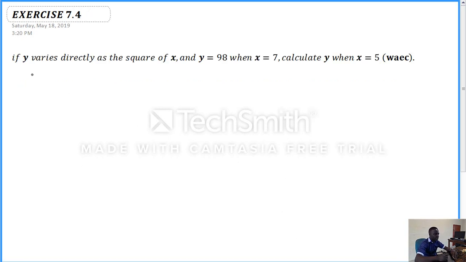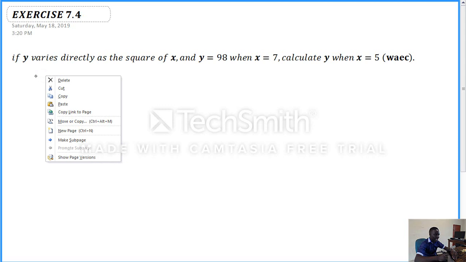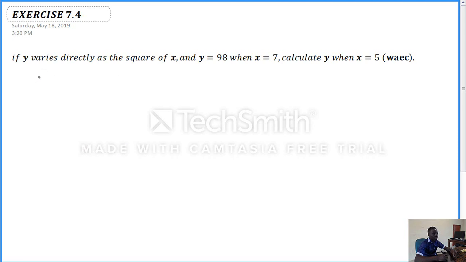The next question says if y varies directly as the square of x and y is equal to 98 when x is equal to 5, we should calculate y when x is equal to 5. So what you do is to first of all get the relationship between x and y, and thereafter you find the value of y when x is equal to 5.